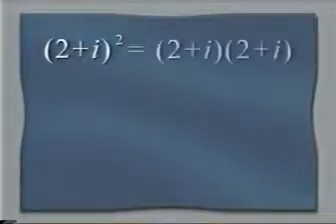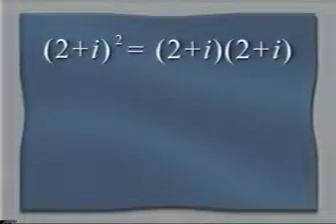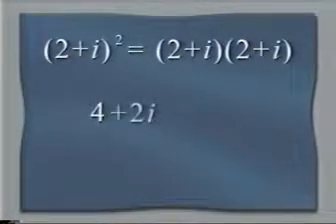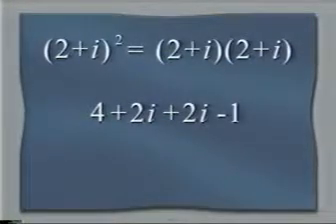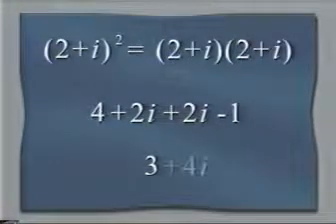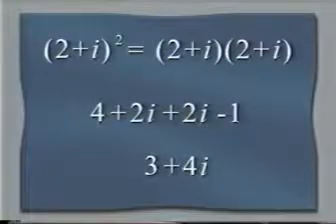Squaring a complex number is accomplished in the same manner. For example, 2 plus i quantity squared. That is 2 plus i times 2 plus i. 2 times 2 is 4. 2 times i is 2i, and then i times 2 is 2i, and i times i is negative 1. We combine the 4 and the negative 1 and get 3. Combine the 2i plus 2i, we get 4i. So the answer is 3 plus 4i.